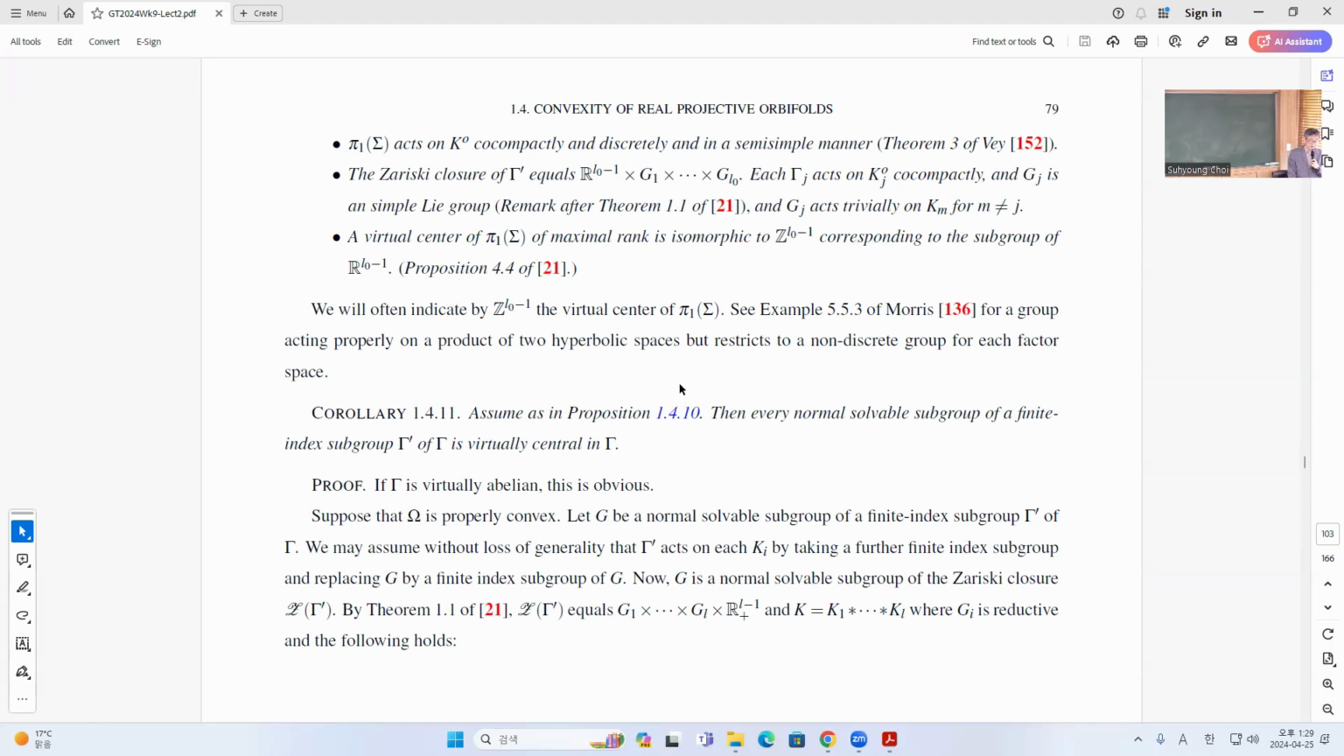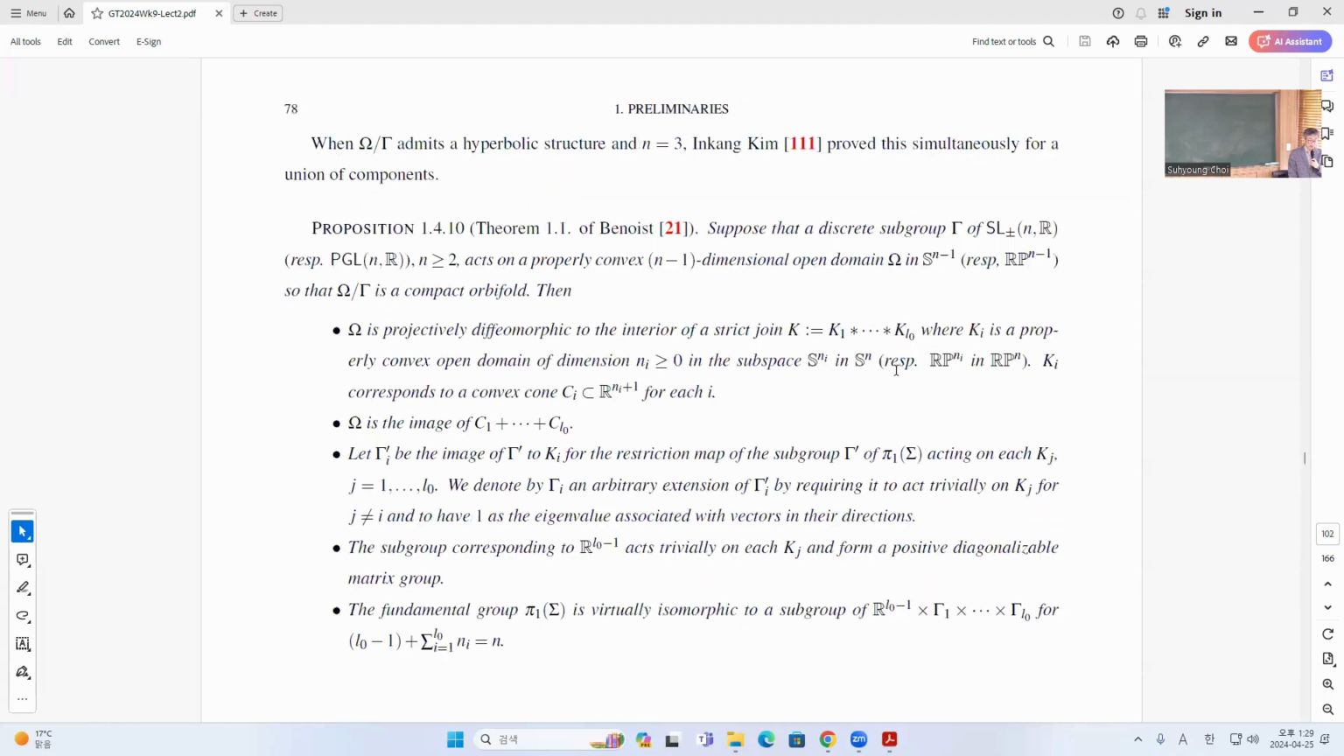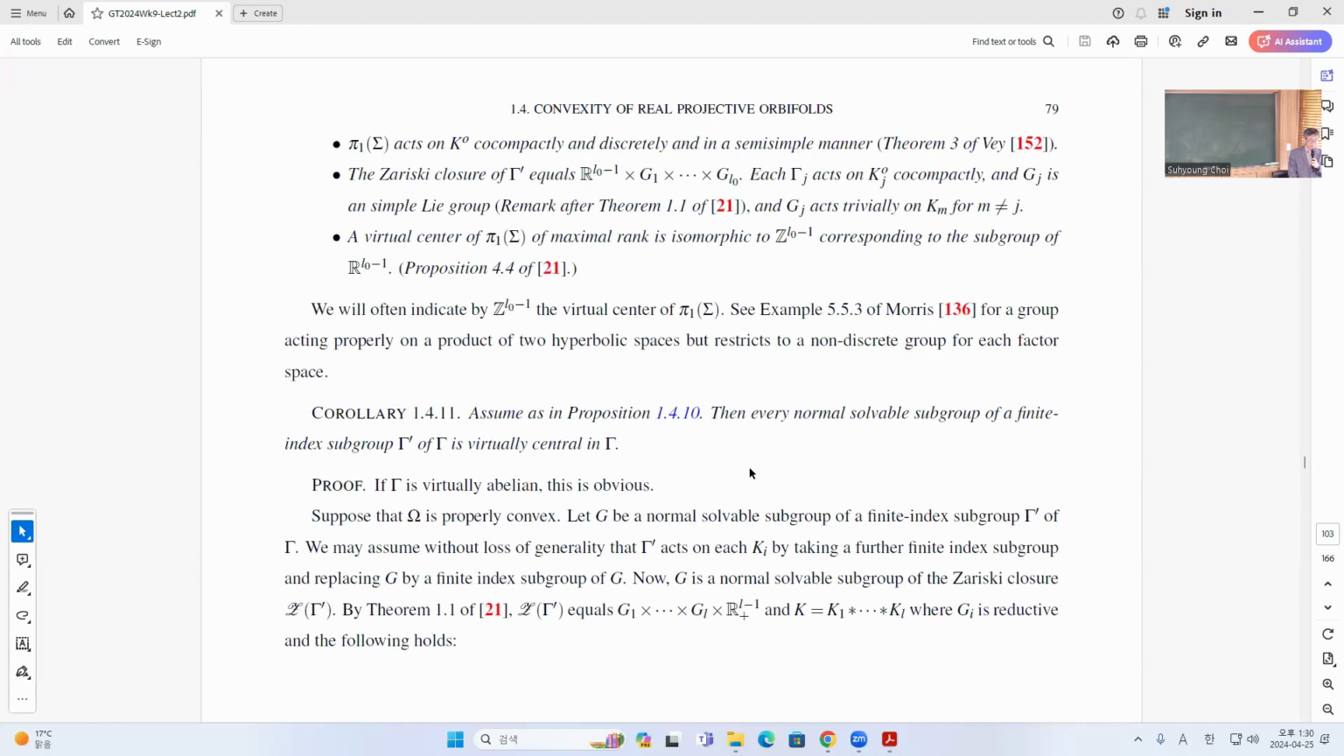So that's an important theorem. Of course, there is some example where the group acts properly on a product of two hyperbolic spaces, but restricts to a non-discrete group on each factor. So this group, which I denote by Gamma prime, could be not discrete, even though this is discrete. There are such examples. And every normal subgroup of finite index is virtually central. So that's another theorem.